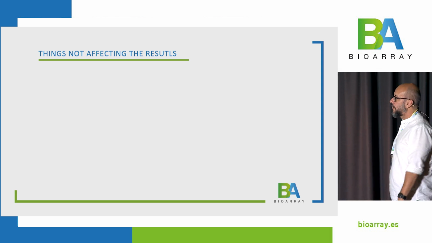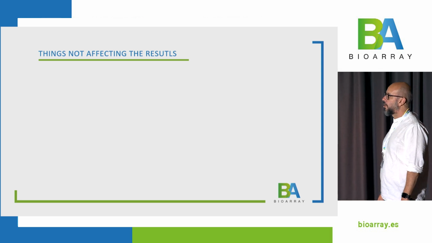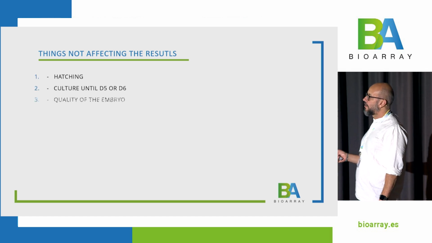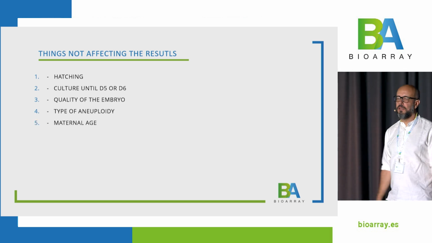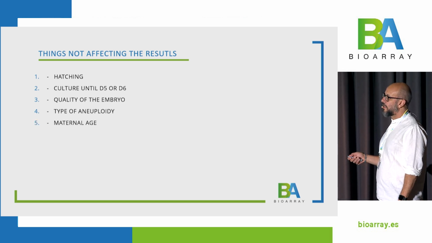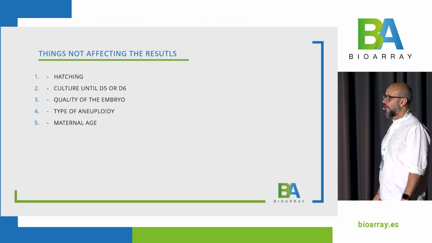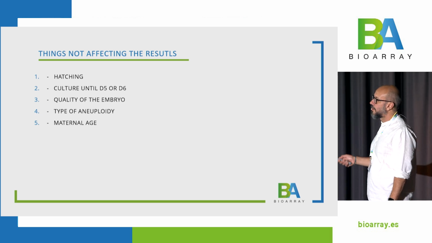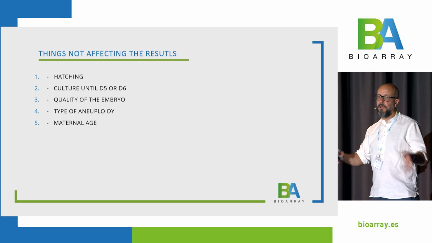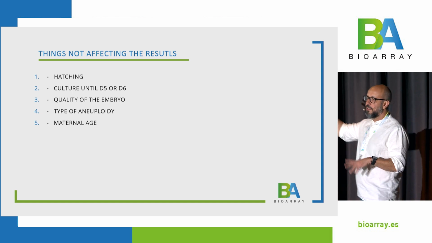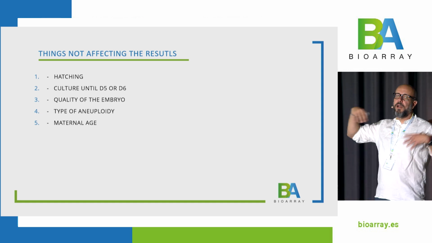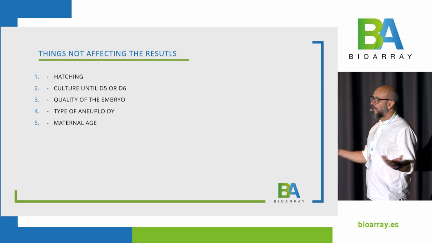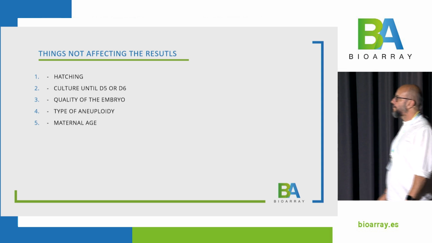So with all the validation studies that we were performing during these years, we learned a few things. We learned that there are a lot of things that are not affecting the results. So we are not seeing differences between doing hatching or not. We are not seeing a lot of differences between extending the culture until day 5 or day 6. The ideal situation is to extend the culture until day 6, because we have more DNA in the culture media, so we have lower amplification failures. But in day 5, it works very nicely also.